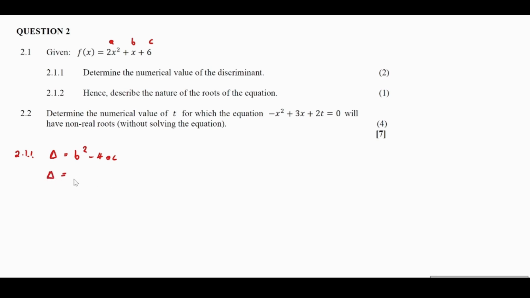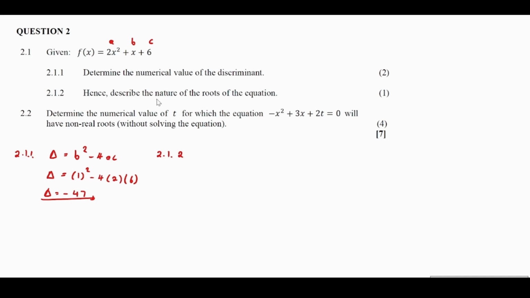So our b is 1, so we're going to have 1 squared minus 4 into a is 2, and c is going to give us 6. So the value here of our discriminant, if you put everything into your calculator, you're going to have negative 47. Done. You're not doing anything more than this. So the value of our discriminant is negative 47.